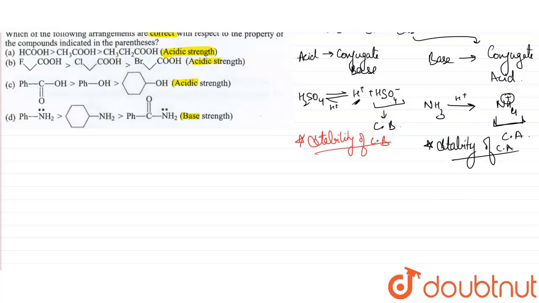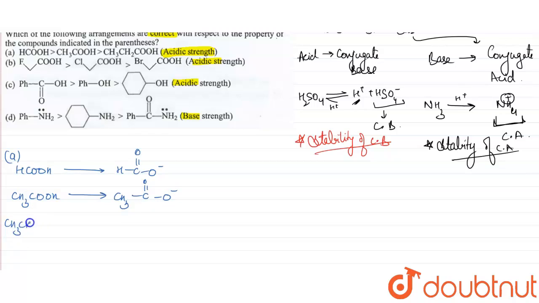If we talk about option A, we have HCOOH, which gives out one H positive to form HCOO negative. Then we have CH3COOH, which again loses one hydrogen to form CH3COO negative. And then we have a bigger group, CH3CH2COOH, which loses hydrogen to form CH3CH2C double bond O, O negative. We have to see in which structure this negative charge is more stable; that will be the more acidic one.